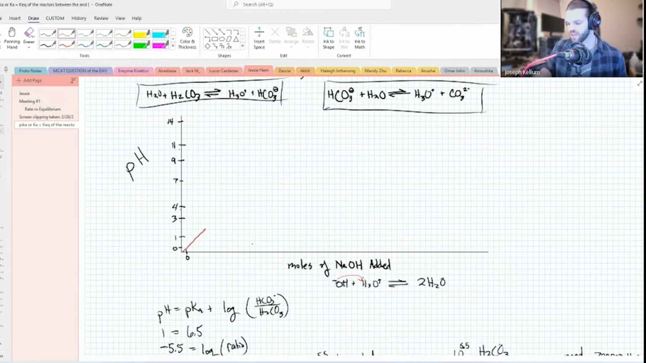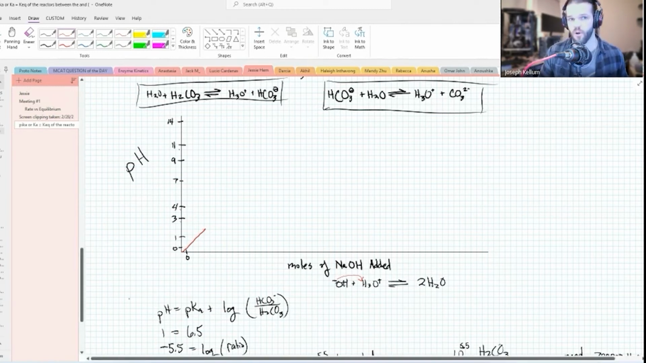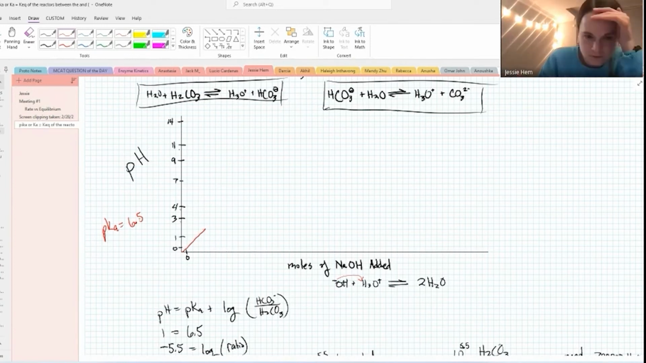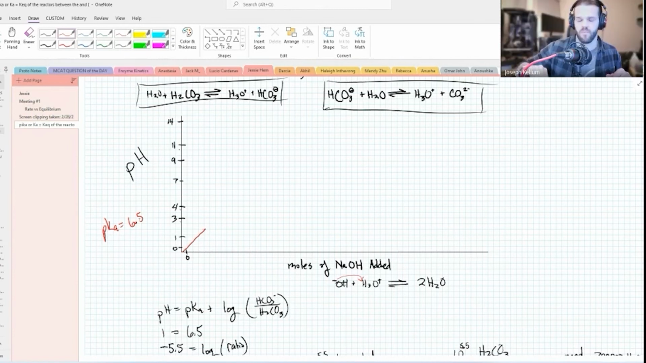And early on, while we're still at a pH that's really far away from the pKa, because keep in mind, the pKa of our acid is 6.5, the acid isn't going to help at all. But then as our pH gets close to the pKa of that acid, every time we take away an H3O plus with our OH minus, that H3O plus is going to start getting replaced by our acid as we approach the pKa.